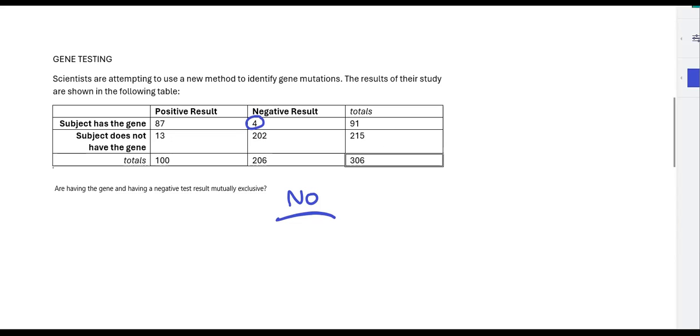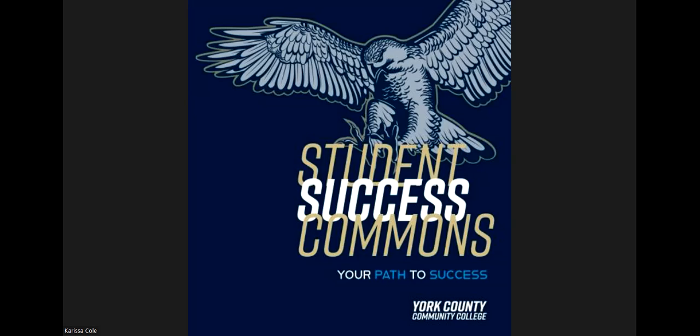So that will be it for this video. This was pretty simple because we had a table. I know there will be several times where you're asked to find different probabilities, conditional probabilities, that kind of thing, where you don't have a table.